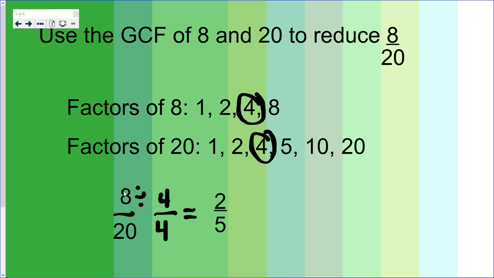And so what we did down here is we took our 8/20ths and we divided it by 4/4. Remember, that is what we were talking about in our lesson before, that we can take the same number over itself because it's the same as 1. So 4/4 is the same as 1. So we have 8 divided by 4 is 2, 20 divided by 4 is 5, and to reduce it with the greatest common factor, 8/20ths would become 2/5. And we can probably visualize 2/5 a lot better than we can 8/20ths.